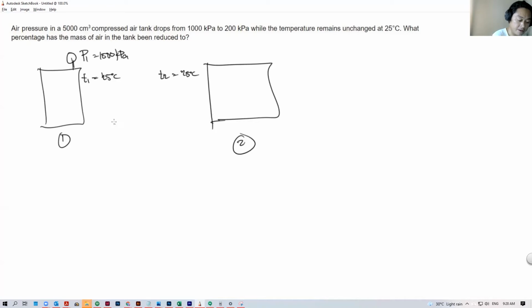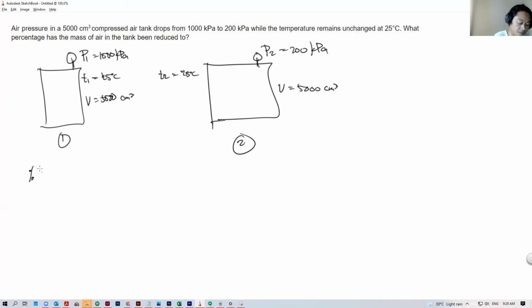This is the same tank, by the way. We have a volume of 5,000 cubic centimeters. The volume here is still just 5,000 cubic centimeters. Nothing has changed. The only thing that changed is the pressure. It dropped from 1,000 kilopascals to 200 kilopascals. So we are asked what is the percent change in terms of the mass.